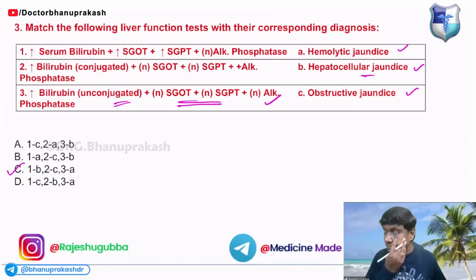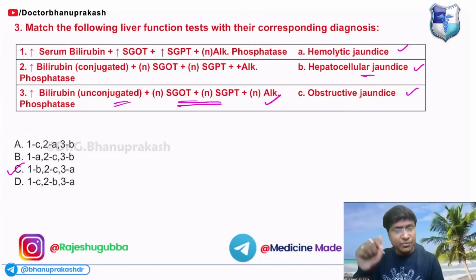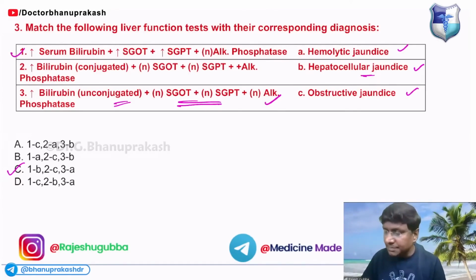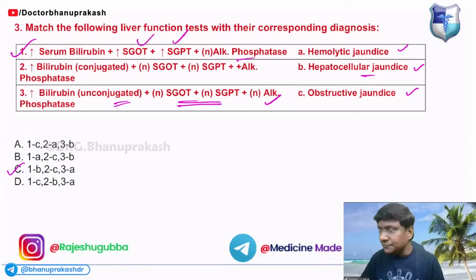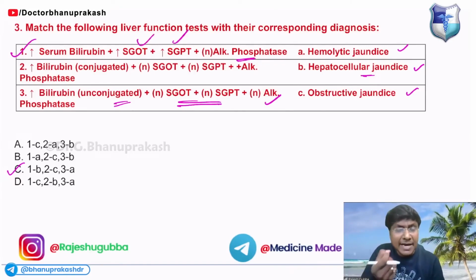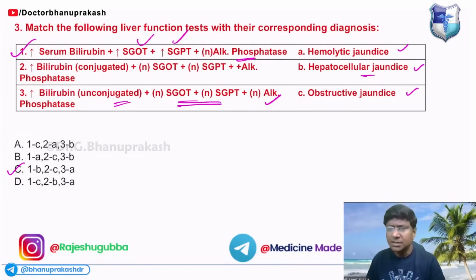Hepatocellular jaundice. In hepatocellular jaundice, the problem is within the liver. So bilirubin elevated, SGOT, SGPT elevated, alkaline phosphatase normal, or there may be a mild rise, because in hepatocellular jaundice you don't have the problem of obstruction. That is the reason why alkaline phosphatase levels will remain normal.